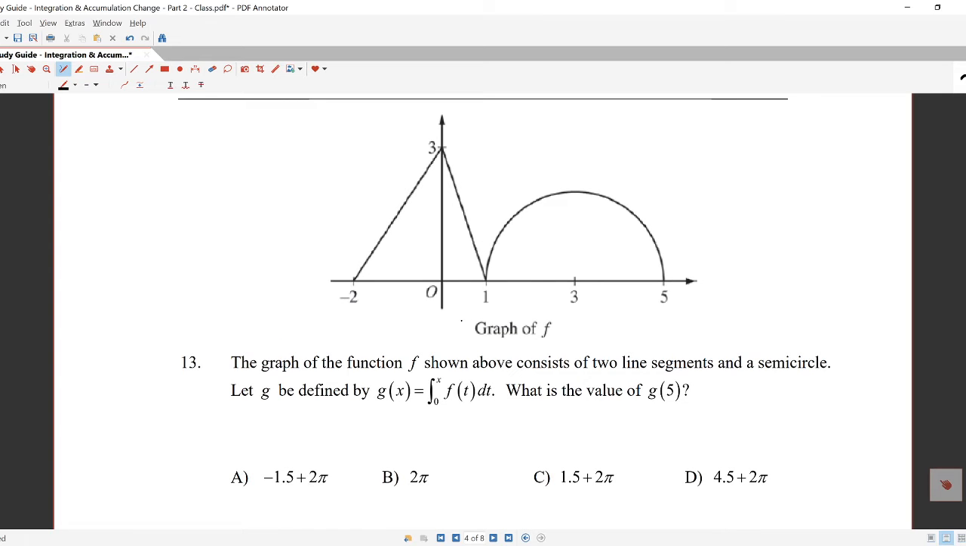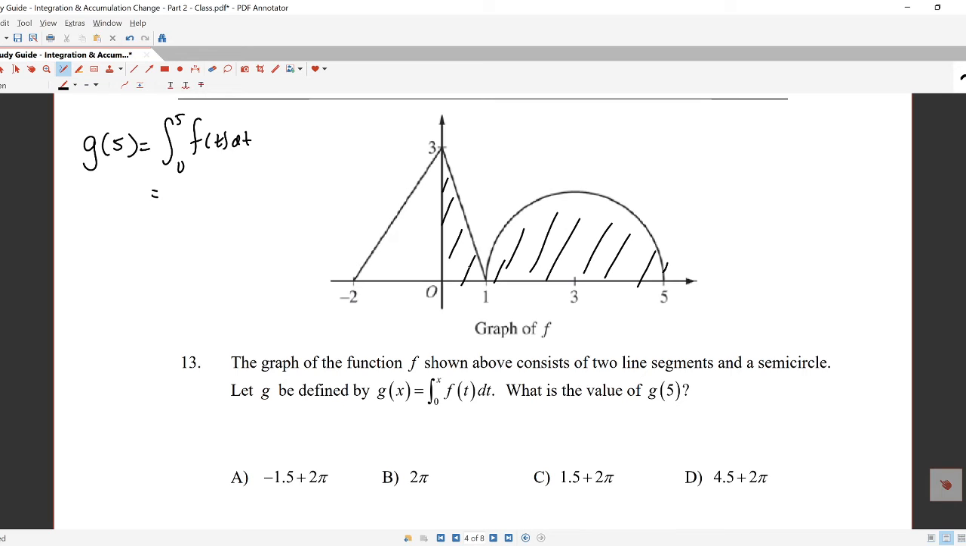The graph of the function shown above consists of 2 line segments and a semicircle. Let g be defined by g of x is the integral from 0 to x of f of t dt. What's the value of g of 5? So up here, g of 5 would just be the integral from 0 to 5 of f of t dt. So that just wants to have us find the area from 0 to 5.